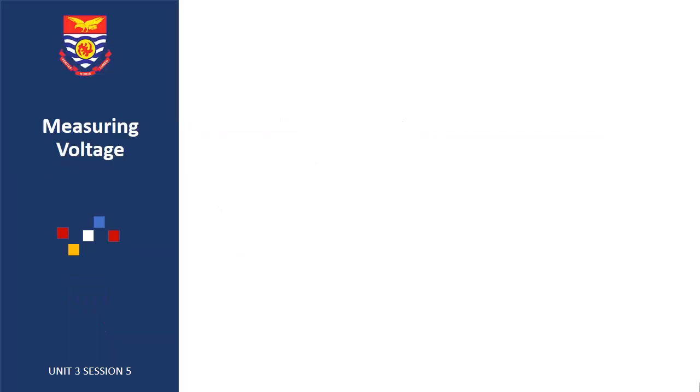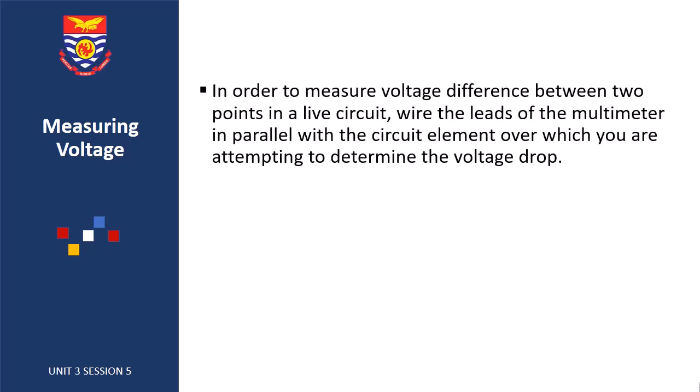Now let's look at how we can measure voltage in a circuit. In order to measure the voltage difference between 2 points in a circuit, you should wire the leads of the multimeter in parallel with the circuit elements over which you are attempting to determine the voltage drop. Note that we can make use of a multimeter which can measure current, the resistance of a material, and the potential difference at the same time. Or you can make use of the voltmeter to measure the voltage through the circuit.